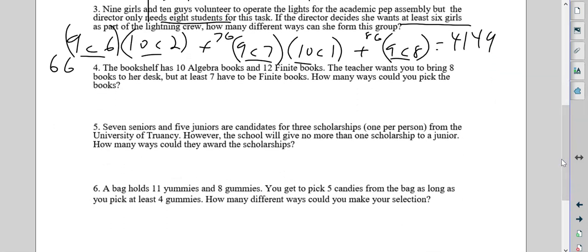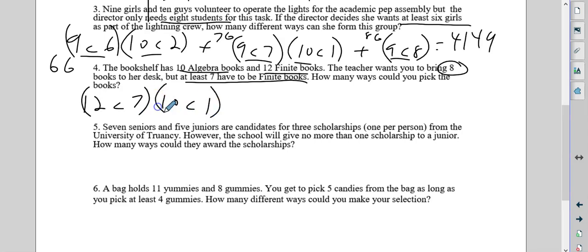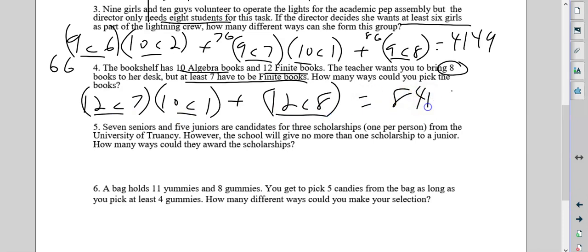All right, a bookshelf has 10 algebra books and 12 finite. The teacher wants you to bring 8 books to the desk. At least 7 have to be finite. This time finite is the second number instead of the first one, so 12 finite books, at least 7. Well, if there's 7 finite books, that means there's going to be 1 of the 10 algebra 2 books. But what if all of them were finite books? So again, you find this number and this number, multiply them, and then add this to it. And that gives you 8,415.